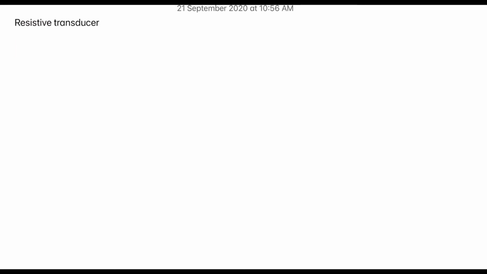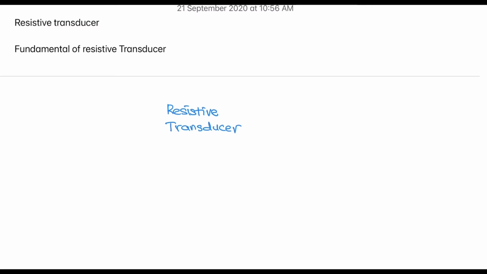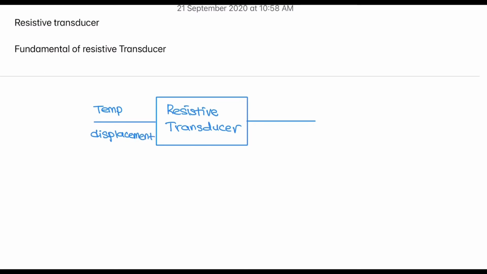Now let's discuss the fundamental concept of resistive transducer. In a resistive transducer, the resistance of the transducer varies as the physical quantity varies. The physical quantity can be temperature or displacement. Then, as the value of resistance varies, the value of voltage and also current will vary.